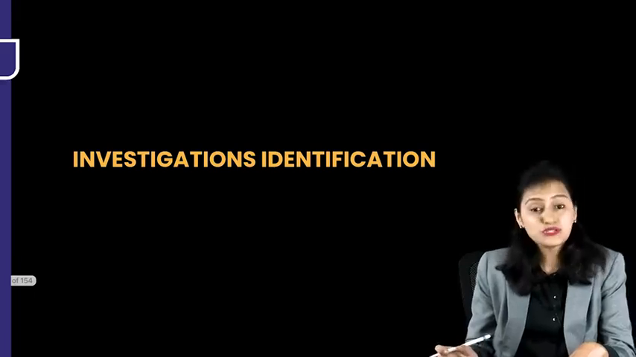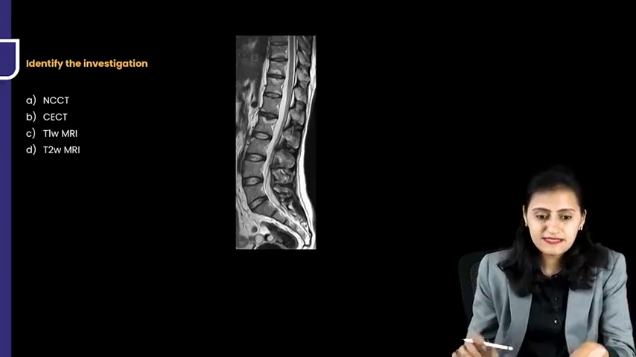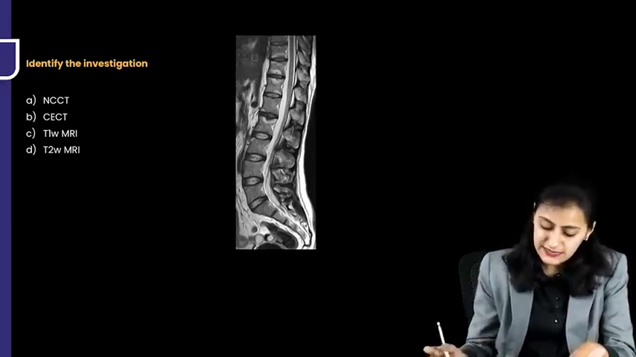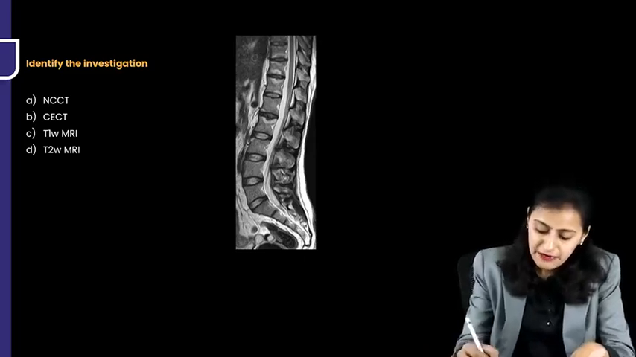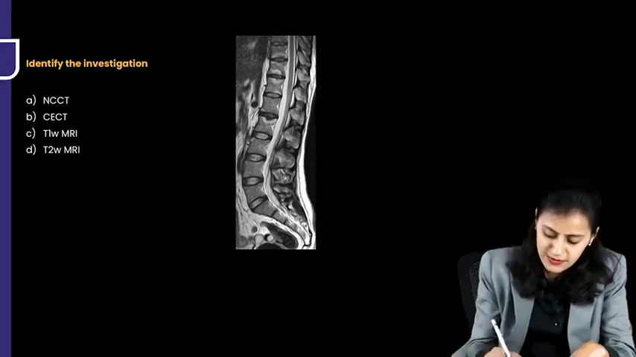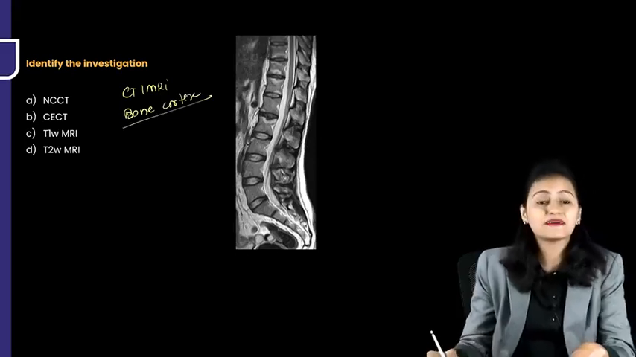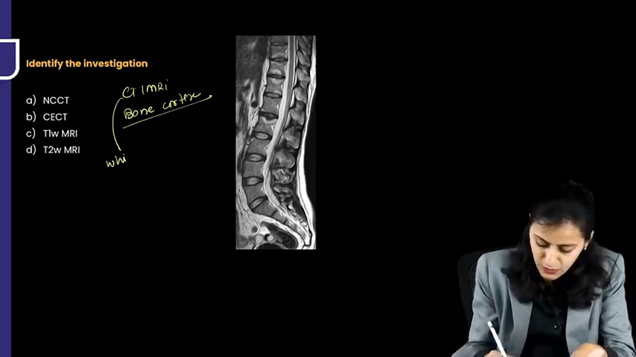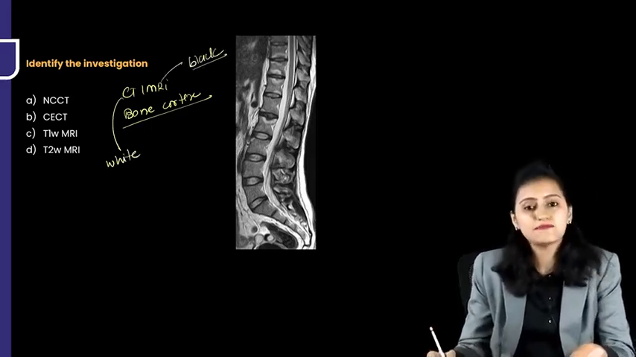Next one. Now coming to the investigations identification. Let us identify these investigations. So what is the first one that we are seeing here? Identify. So this one here, is it CT or MRI? Whenever you want to differentiate it CT or MRI, always look at the bone cortex. You should always look at the bone cortex, not the bone marrow. In CT scan, the bone cortex is white. In MRI, the bone cortex is black.